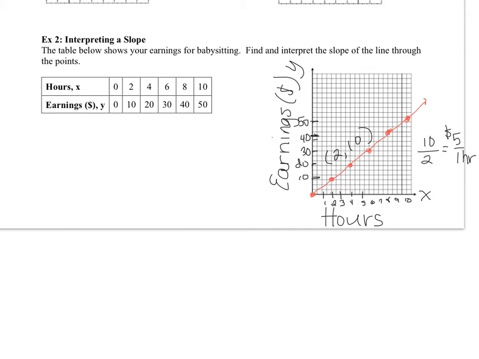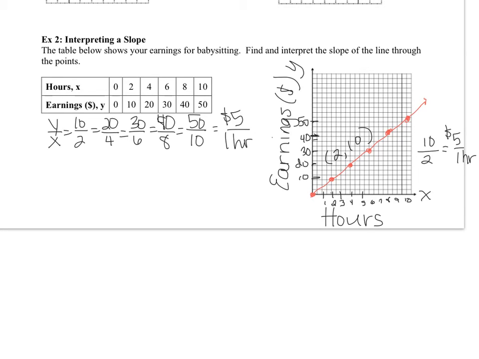And the same is true on my table. If I do my y divided by x's, if I do 10 divided by 2, I get 5. 20 divided by 4, I also get 5. 30 divided by 6 is 5. 40 divided by 8 is also 5. 50 divided by 10 is also 5. So my constant of proportionality, or my unit rate, is all 5/1, or 5 for 1 hour.